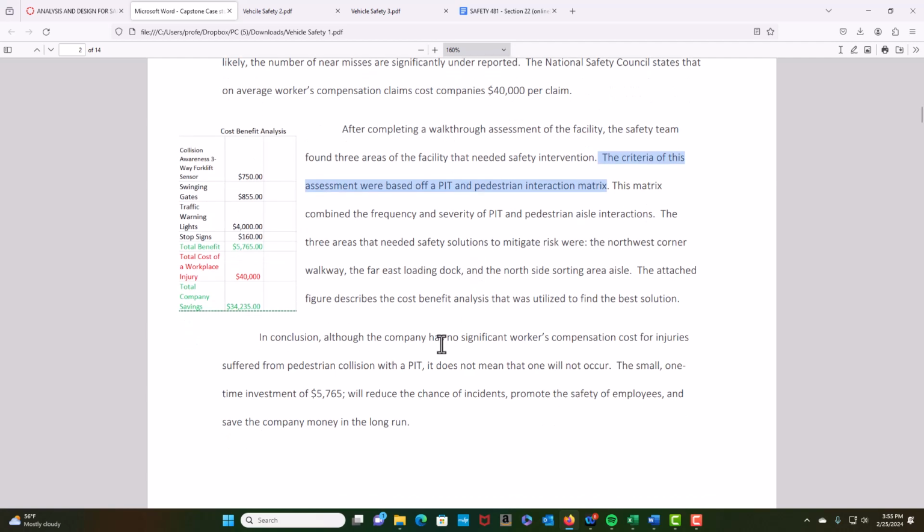Conclusion, although the company has no significant work costs, PIT does not mean that one will not occur. Well, I mean, you should really refer to what the scoring was. The small one-time investment of this much will reduce. Well, I'd like to know the before and after. So, collision awareness, swinging gates, traffic warning lights, stop signs, total benefit, cost of... Okay, well, the benefit is actually the prevention of the loss. This is the cost.